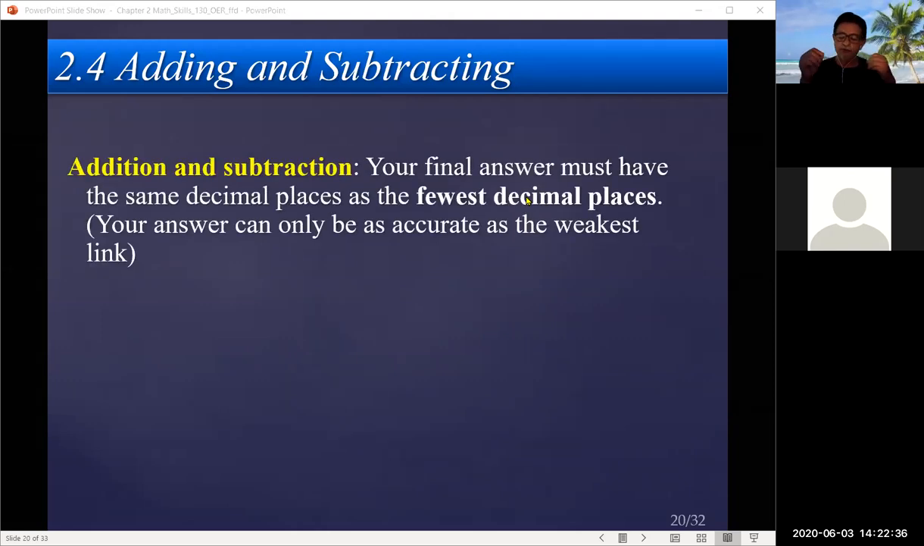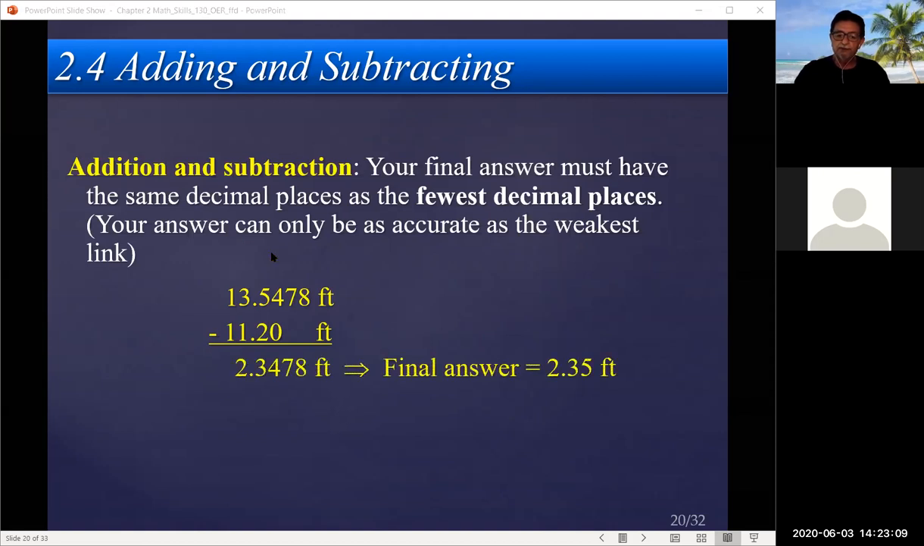So your answer should have no more decimal places than the number that has the fewest decimal places, okay? For example, 13.5478 feet, we're going to subtract 11.20 feet, okay? Obviously, the 11.20 has 2 decimal places, and the 13.5478 has 4 decimal places. So you do the math completely, that's your full answer. But realizing that the 11.20 has only 2 decimal places, your answer should have no more than 2 decimal places.